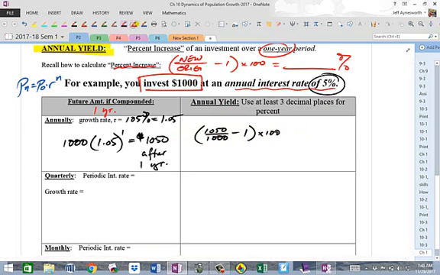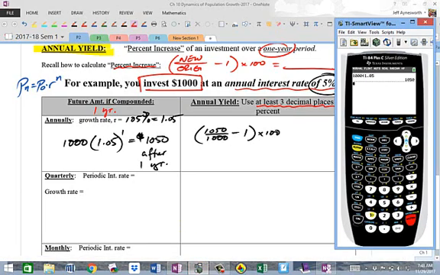We want to use at least 3 decimal places for the percent, and the reason is that you have to see the percentage change. We're going to do that for all these calculations. So here we go. We're going to take 1,050, divide it by 1,000, the original amount, and subtract 1.